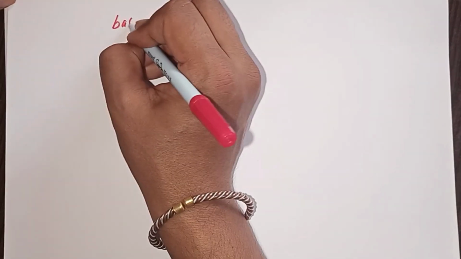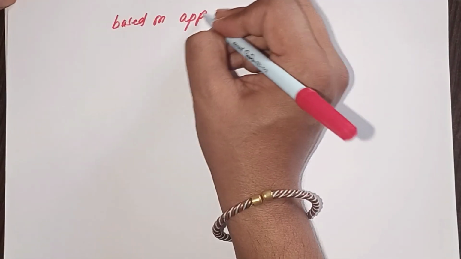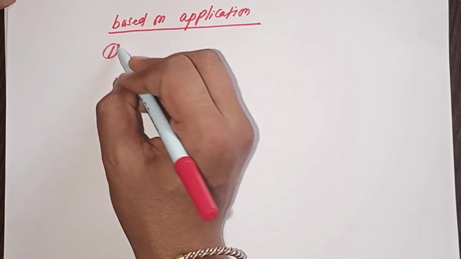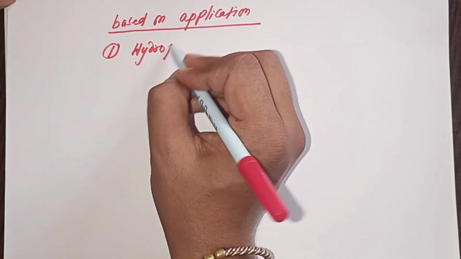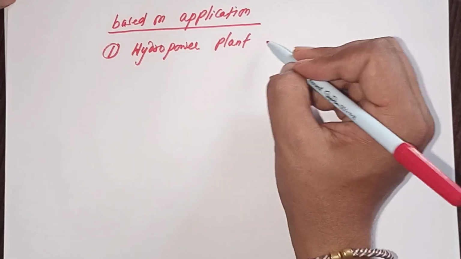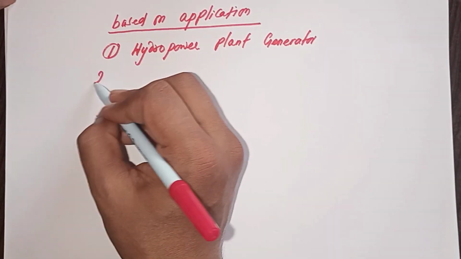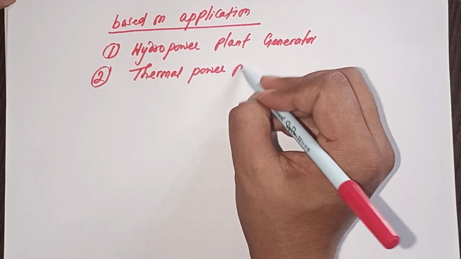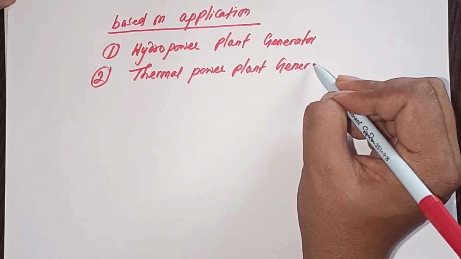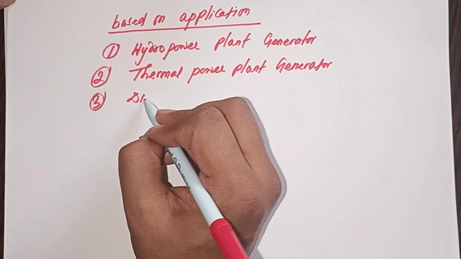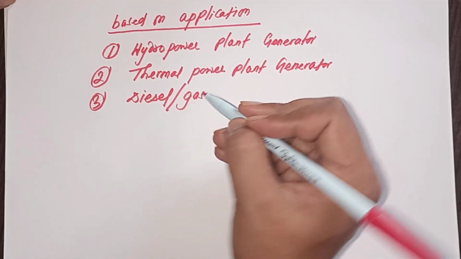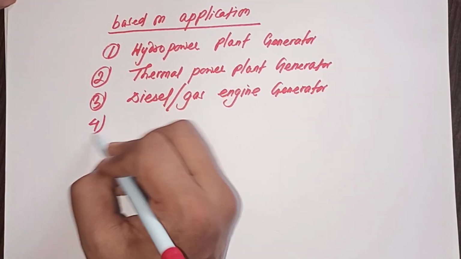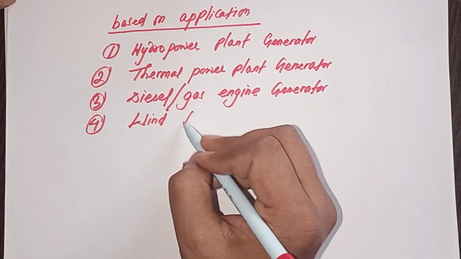Based on application, synchronous generator can be classified into hydropower plant generator, thermal power plant generator, diesel gas engine generator, and wind turbine generator.